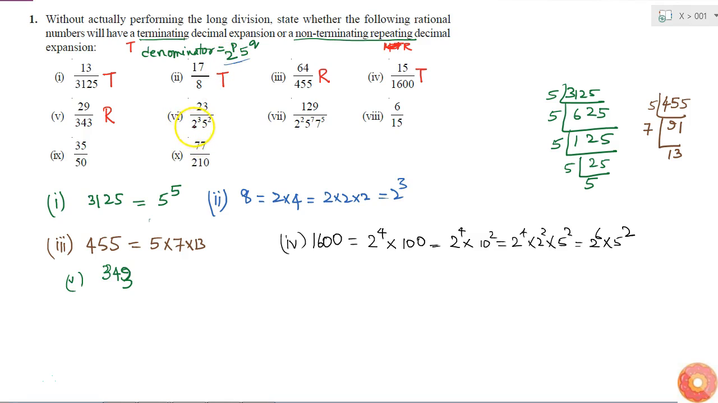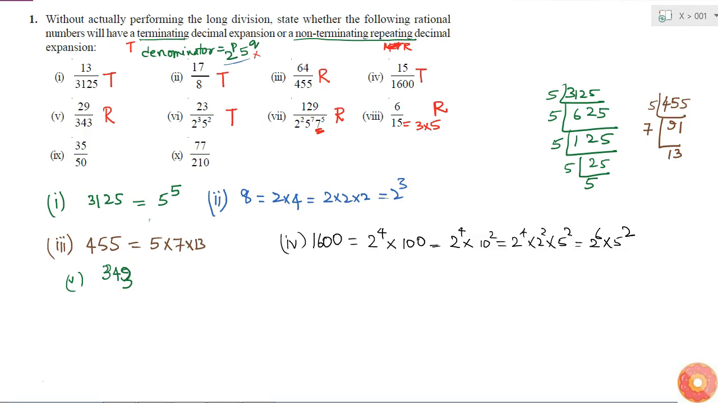Sixth one, denominator is 2 cube into 5 square. It is of this form. So, it has a terminating decimal expansion. Here, 2 square into 5 power 7 into 7 power 5. We have a factor of 7, which means that this is not of this form. Therefore, it has a repeating decimal expansion. 15 I can write as 3 into 5, correct? This again has the prime factor 3. So this cannot be written in this form. So this is also a repeating decimal fraction.